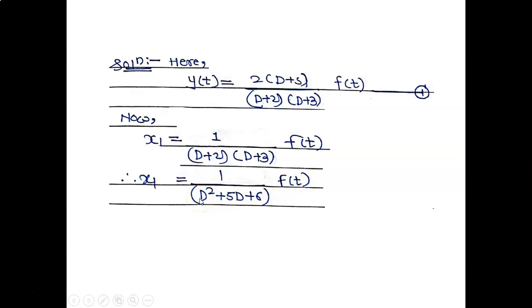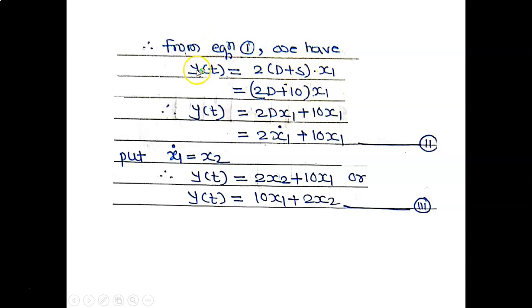Therefore this (D square plus 5D plus 6) will be multiplied here into x1, and y(t) is equal to what will be our value? 2 into (D plus 5) into x1. Therefore from equation 1, y(t) is equal to 2 into (D plus 5) into x1. Therefore 2D plus 10 into x1. Therefore y(t) is equal to 2D x1 plus 10x1. D x1 means x1 dot, so y(t) is equal to 2x1 dot plus 10x1, equation 2. Put x1 dot is equal to x2. Therefore y(t) is equal to 2x2 plus 10x1, or y(t) is equal to 10x1 plus 2x2, equation 3.